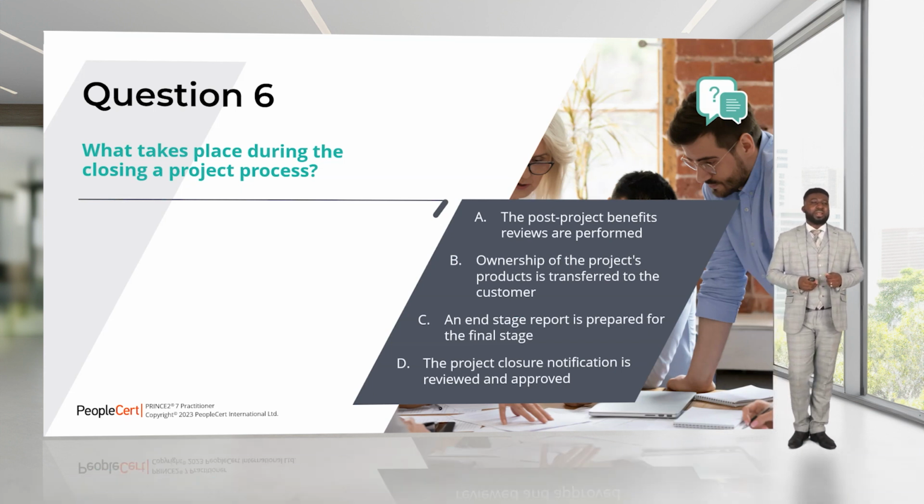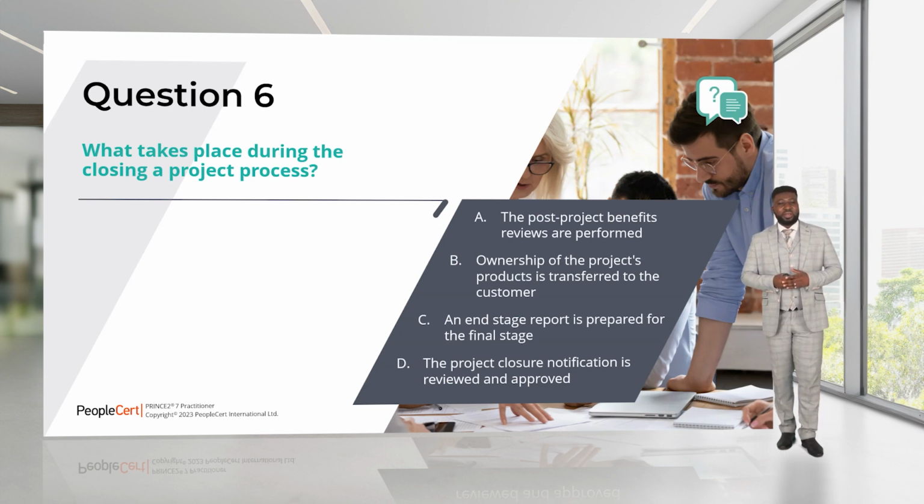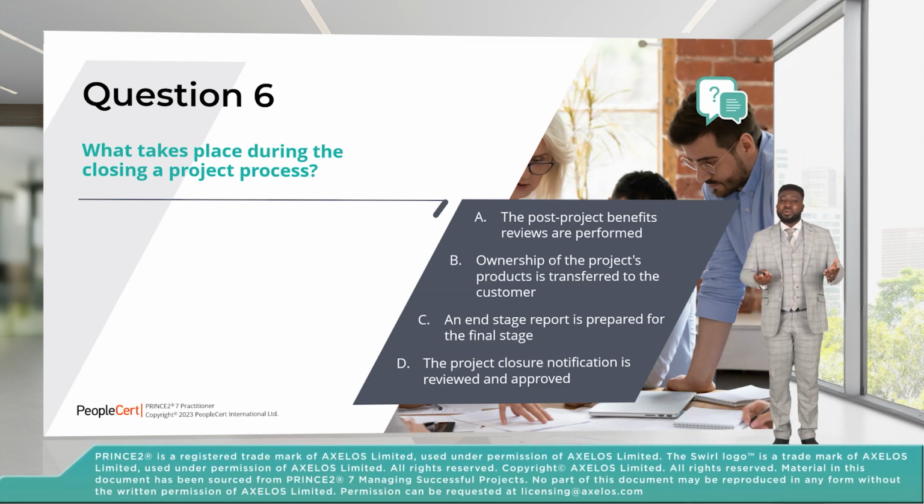We're looking at what takes place during the closing project process. The closing project process is the final process that we have. This is where we do all our last little bits and we hand over everything to the board. So if we look at the options, D says the project closure notification is reviewed and approved. The draft of it is done in closing a project process. However, the project closure notification is reviewed and approved in directing the project process. So therefore, D is not our answer.